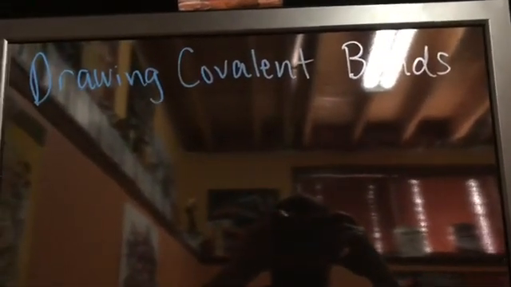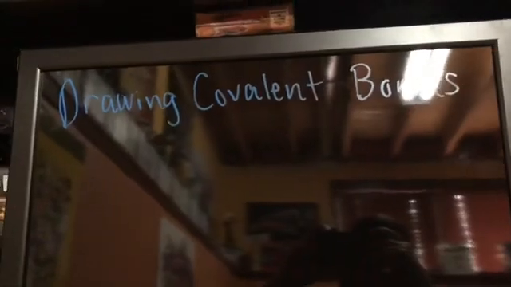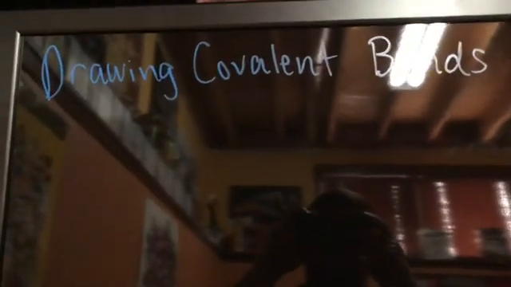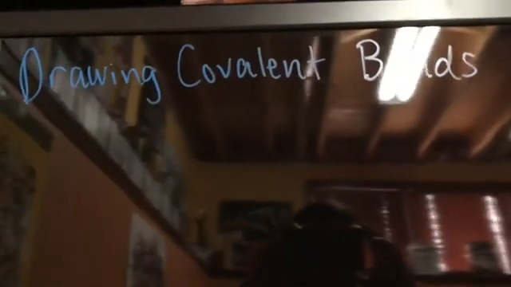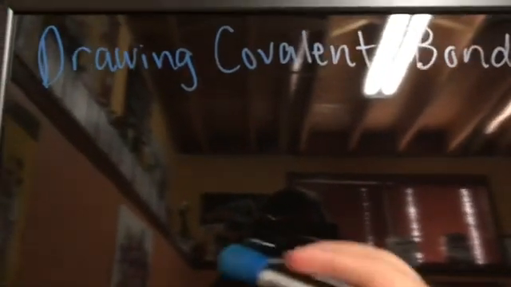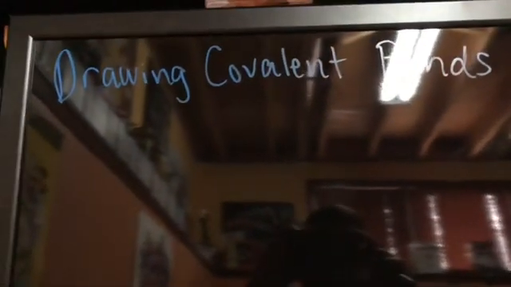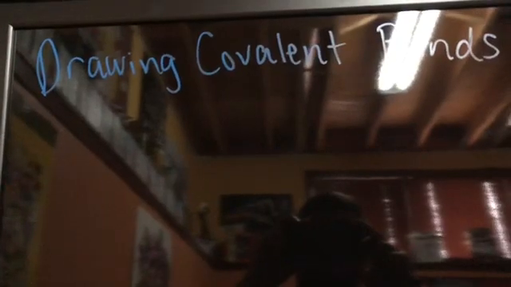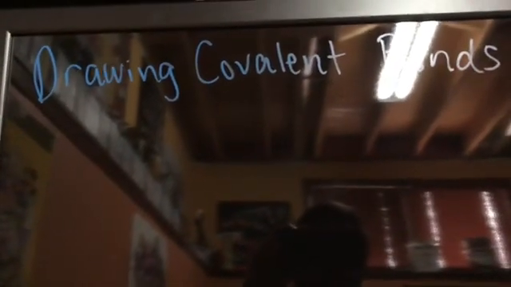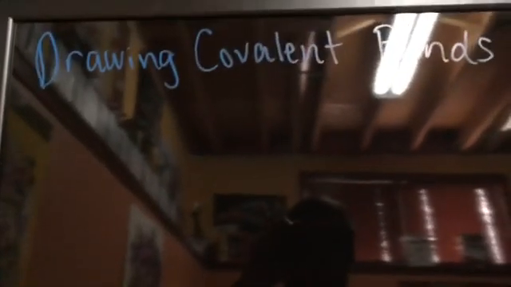Alright, so we took a look at what covalent bonds were. So now in this video we're going to take a look at how to draw covalent bonds. So remember in ionic bonds, when we were drawing them, we had our two Lewis dot diagrams and we had an arrow showing that the metal was giving an electron to the non-metal. Now for this one, they're not going to be giving and taking, but they're going to be sharing together. And it's a bond between two non-metals.